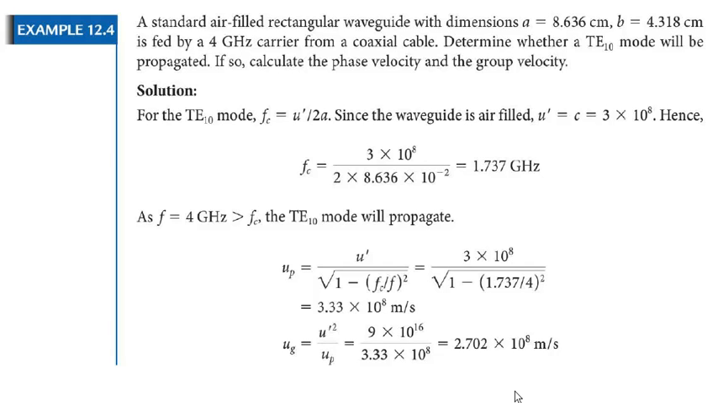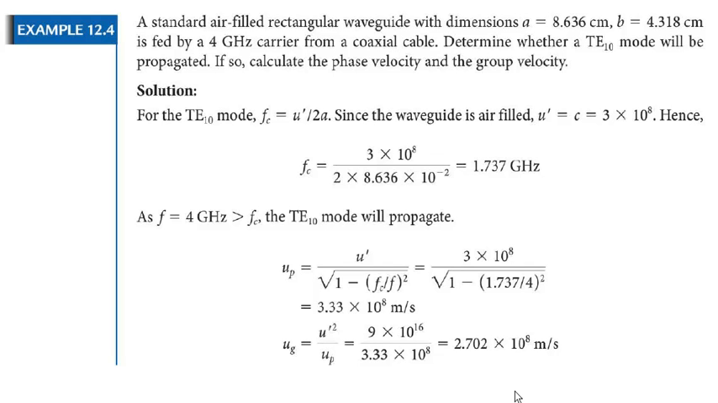Next, our question: a standard air-filled rectangular waveguide with dimensions a equal to 8.636 cm, b equal to 4.318 cm is fed by a 4 GHz carrier from a coaxial cable. Find whether a TE10 mode will be propagated. If so, calculate the phase velocity and group velocity.